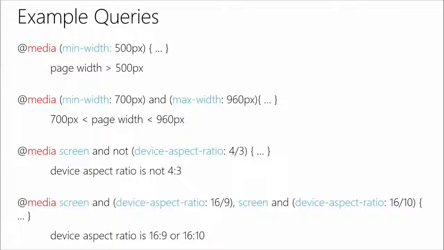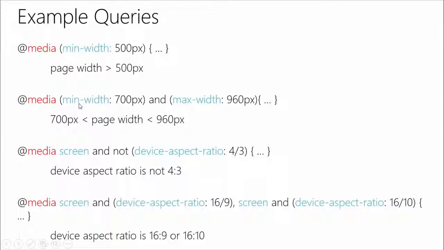So the first one we have is media, min width 500 pixels. This basically just says, if the page width is greater than 500 pixels, so 500 being the minimum, it should display these things. I didn't really put any properties in here. Those are just the parameters, the important part. This is just how to query, and then we'll talk later on about what considerations you should put inside of that.